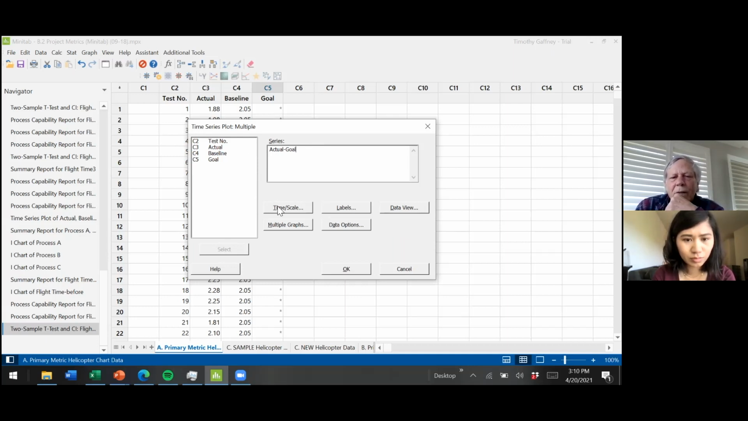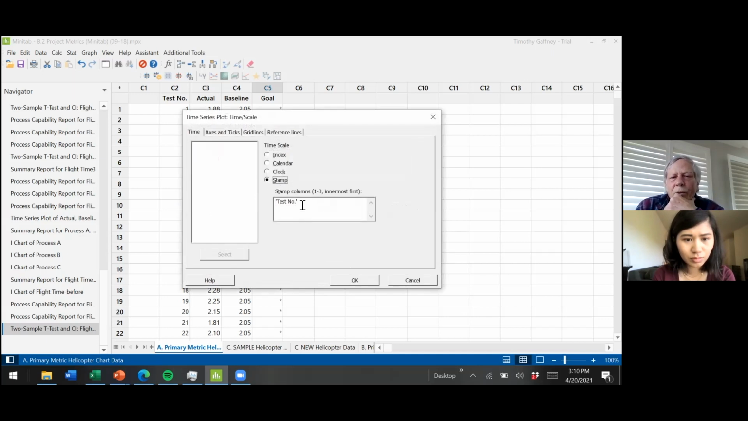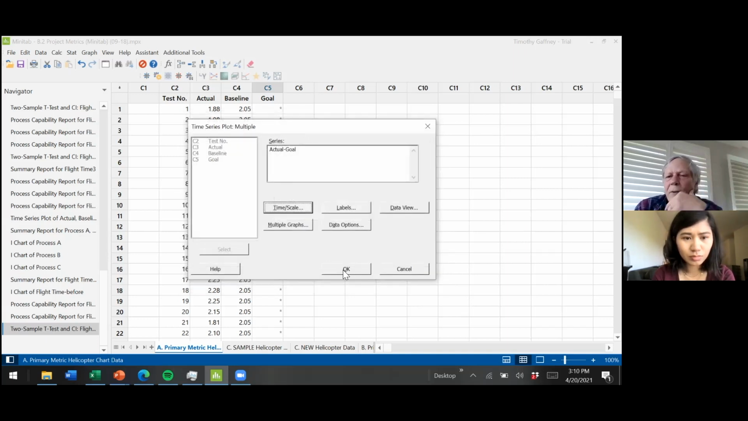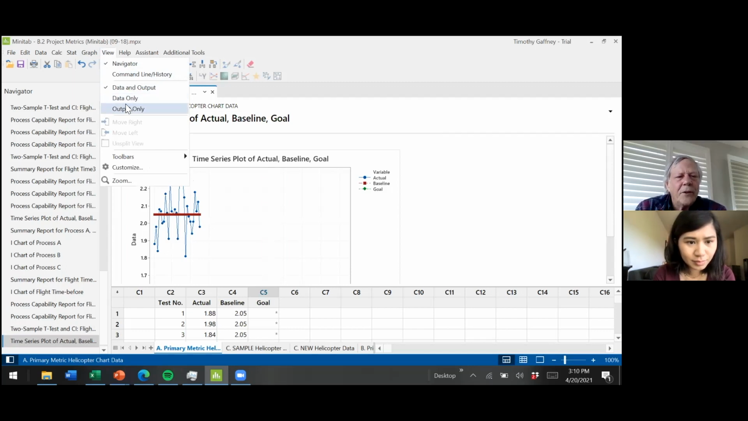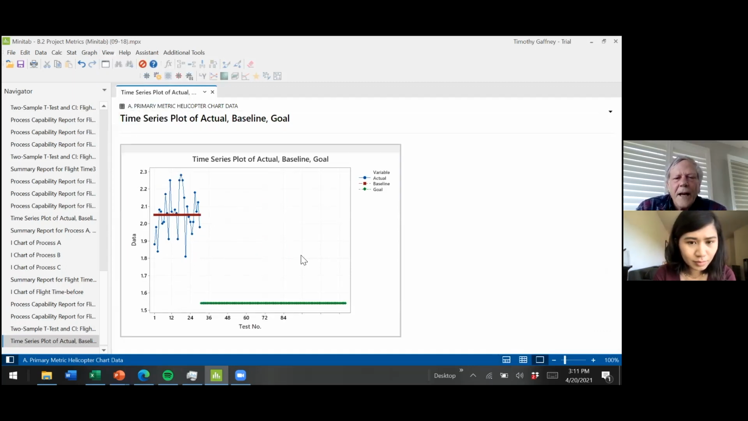And for the time scale, we're going to use the test number. Okay, we're going to use the test number column as our scale. If we had days or hours or whatever, we'd include that there as the scale. So now we'll switch to our output only view. Okay, and here's our plot.